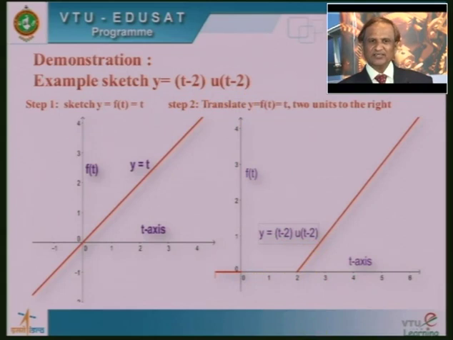The original function is t into u of t, is it clear? Right? So, here it is given that y is equal to t minus 2 into u of t minus 2. Now, first we can sketch the graph of y is equal to t, is it clear? I hope you can observe the first curve, a straight line passing through the origin, is it clear? What is the second step? Translate y is equal to f of t is equal to t, 2 units to the right hand side, is it clear? You can observe the second graph, right? On the t axis, f of t axis, you can observe the straight line t minus 2 into u of t minus 2. It is shifted from the origin by 2 units, is it clear? Right? So, if you want to write it down mathematically, you can write t minus 2 into u of t minus 2.